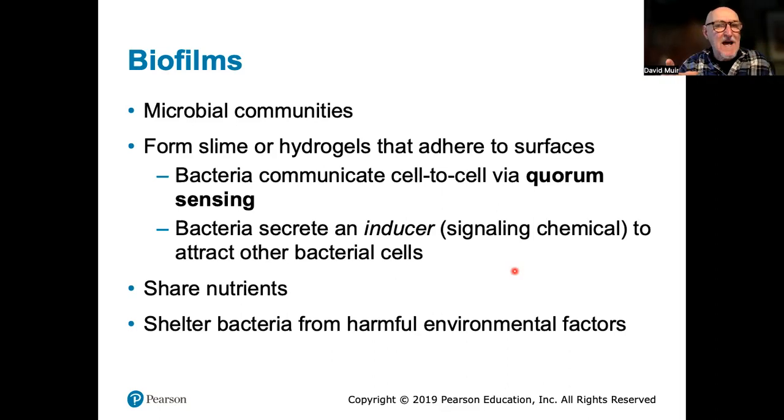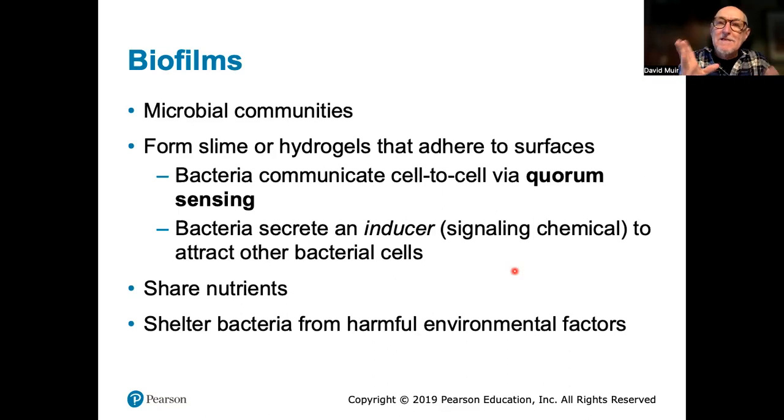But to call it slime is a little bit disingenuous, because the slime itself is actually a very complex compound. It's usually a hydrogel of some sort. That is a substance which forms a jelly in contact with water.